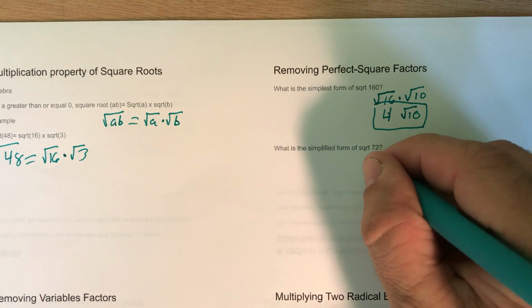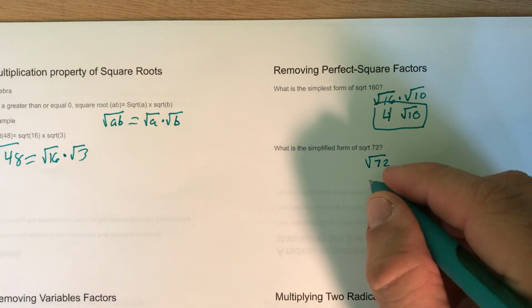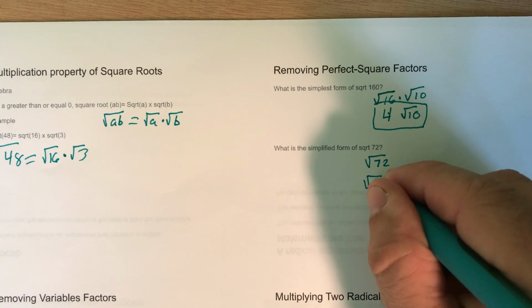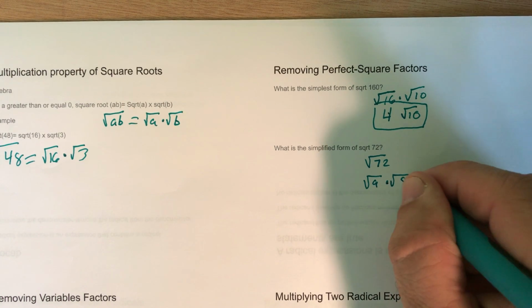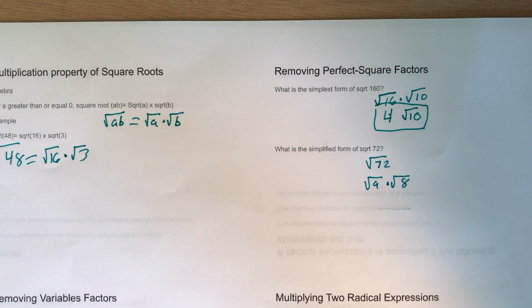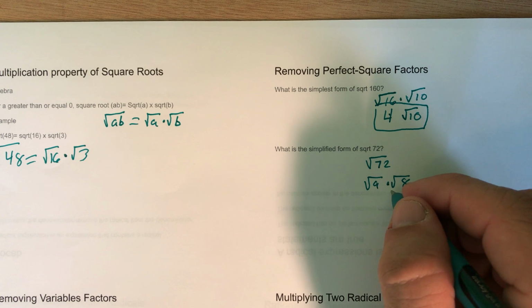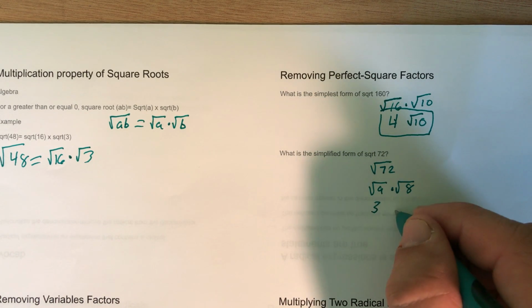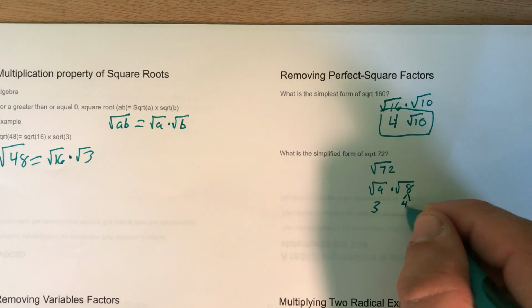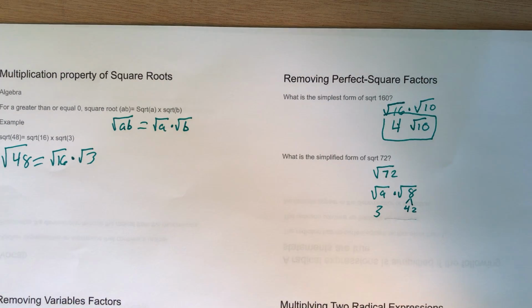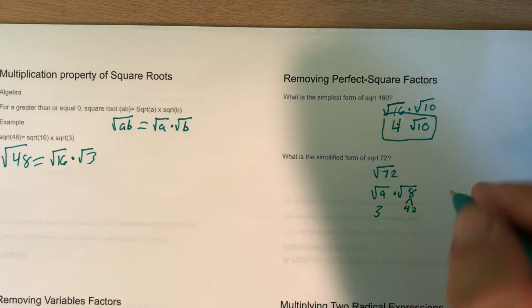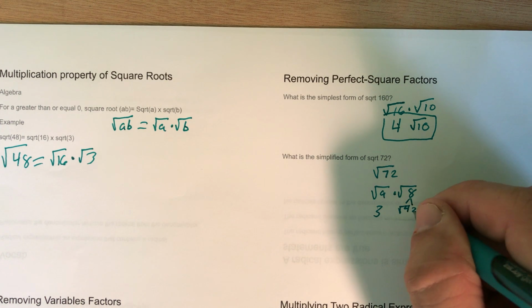72. So we got the square root of 72. I'm thinking square root of 9 times the square root of 8. Doesn't mean you have to do that, but I'm looking for something that has a square root that is a factor. This one actually could have been a little better job by me. But you get 3. Can you take this down? Well, you can go 4 and 2. And you can get the square root of that and the square root of that.